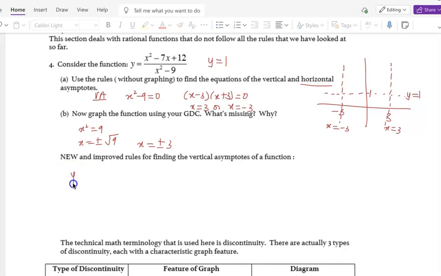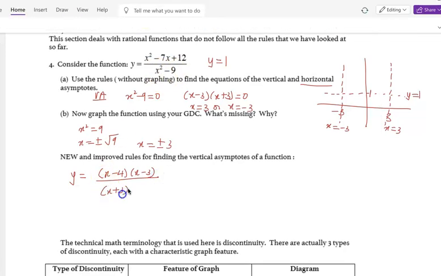What you need to first do is factorize and cancel off terms. Can you factorize the numerator? Find the factors where the product should be 12 and the sum should be 7. 3 and 4. So x minus 3, x minus 4. Denominator, we already factorized: x plus 3, x minus 3. So your x minus 3 cancels out. That's why your function now becomes simpler.